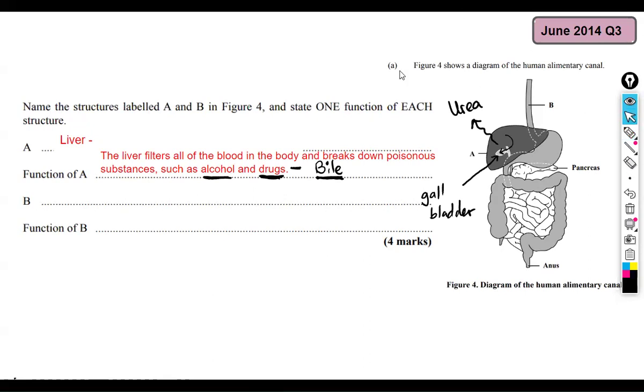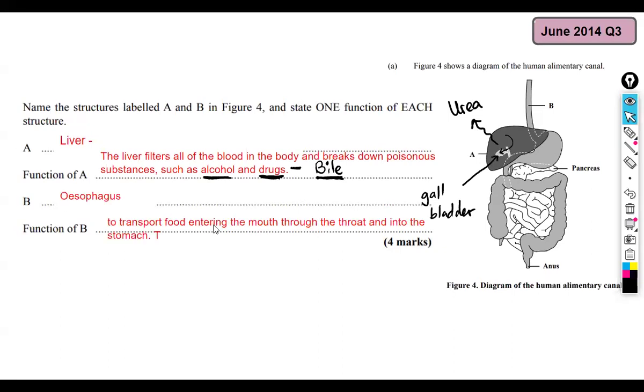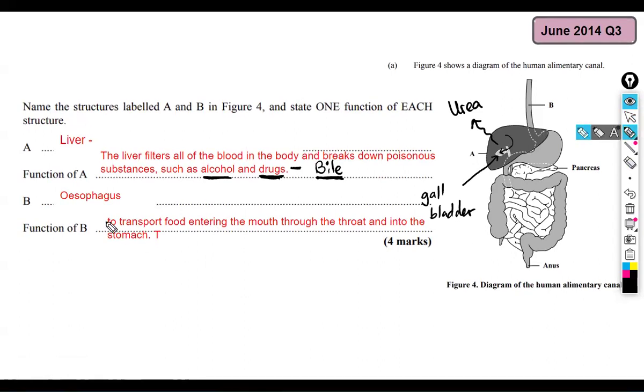So let's see what part B is about. B is the esophagus, right? I know esophagus is spelled two different ways, with the O and without the O, right? Right now, I cannot remember which one is the English spelling. I'll clarify that for next week. One is the American spelling and one is the British spelling. We obviously need to use the British spelling, right?